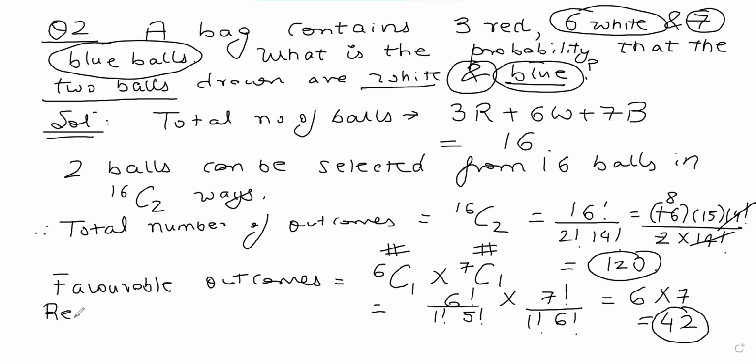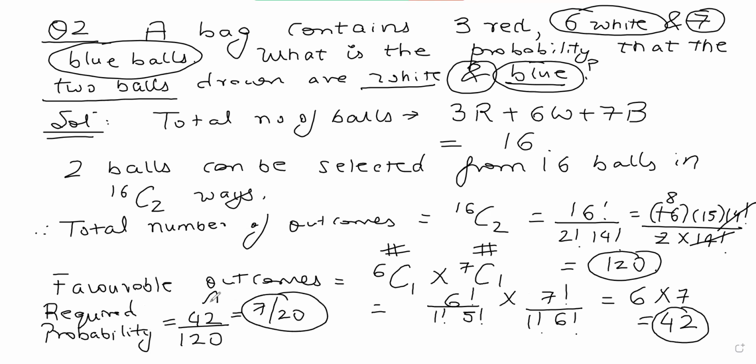I can write my required probability. My required probability is equal to 42, which is my favorable, over 120, which is my total outcomes. Use your calculators and verify, this is 7 by 20. The final answer for this question is 7 by 20. I hope all students attending this lecture have understood how we have calculated the probability for this particular question. Okay, let's now move to the next question.